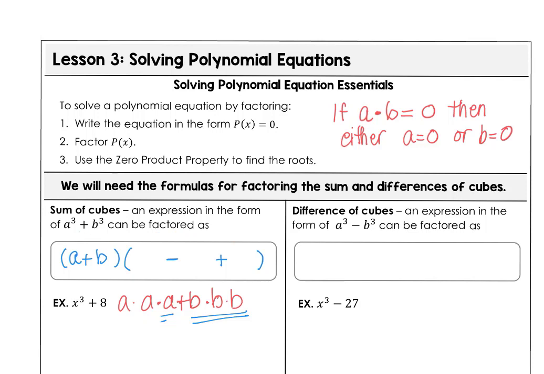If we have A times A, that would be A squared. So we've used up those two numbers. And then we have A times B, but we've got to do the opposite operation. So we want to subtract A times B. And then we have B times B, that's B squared. So that's how I like to remember that formula. It seems pretty straightforward. Now we're going to do the same thing with the difference of two cubes.